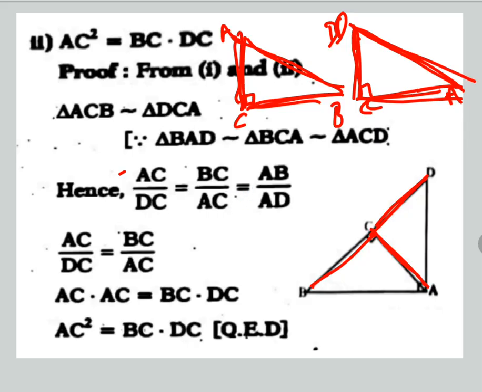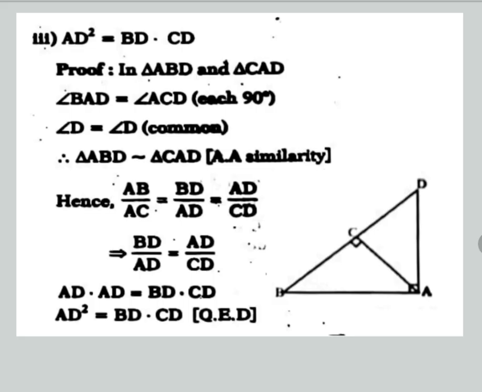Then from these two, AC by DC is equal to BC by AC, and cross multiply this, AC into AC is equal to BC into DC. AC square is equal to BC into DC. This is the question for answer. And the third question, AD square is equal to BD into CD.